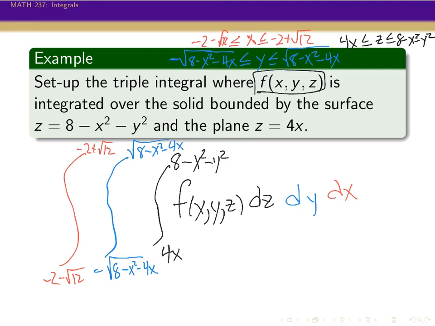So one thing to note in here is that first we're integrating in terms of z, and what do we have in the bounds for z? Well, we're allowed to have functions that use both x and y, right? But after we do this first inside integral, all the z's are going to be gone, and we're going to be left with things just in terms of x and y.